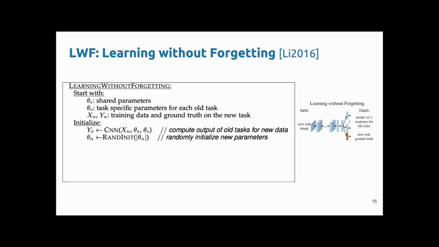Here, the idea is to initialize your model. You compute the output first, before changing any parameters. You want to retain a copy of what the output for your new data looks like on the old tasks. So you take the original parameters theta S, theta O, and pass your new data, X_n, through this CNN, and you get Y_o for this new data. This will be essential for the learning objective later on. You keep this output as a reference for what the model produces on the previous tasks.